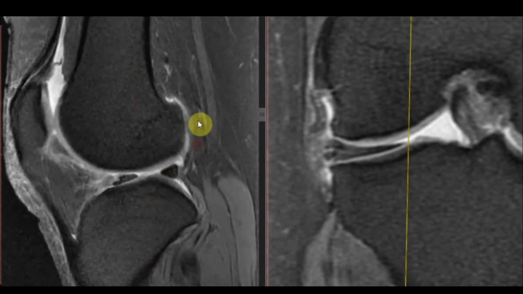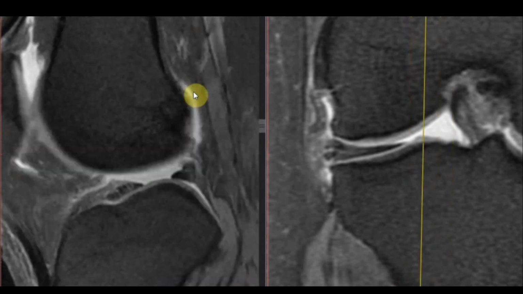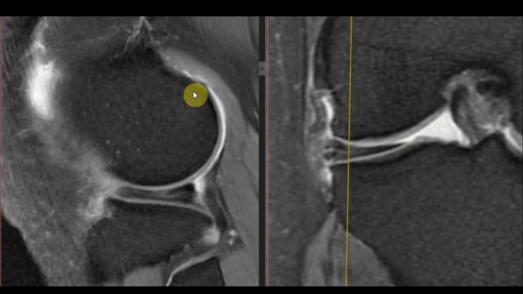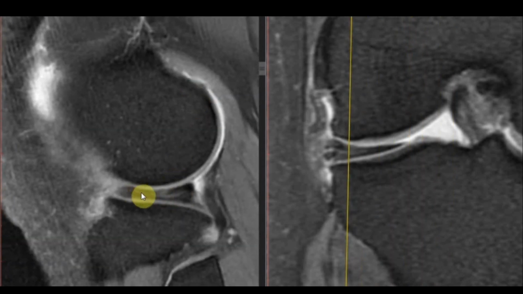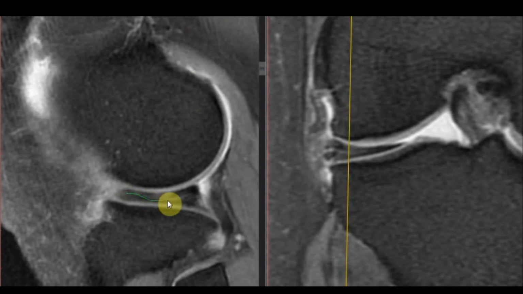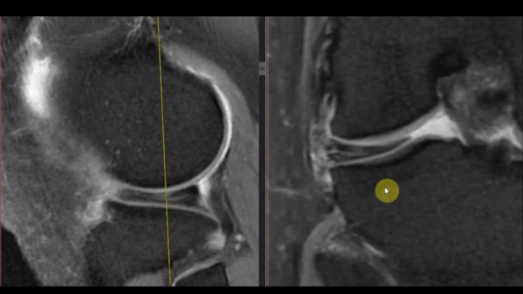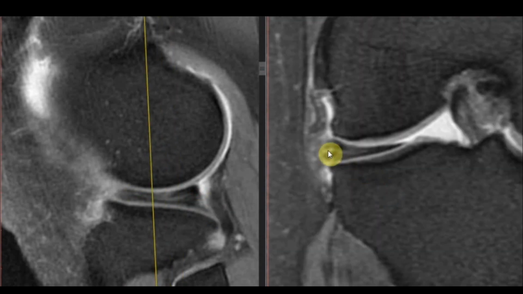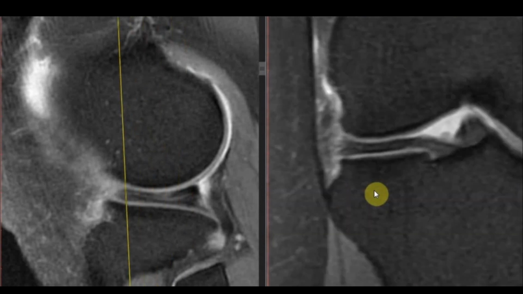So this discoid meniscus is not normal, but it is having degeneration. It is having horizontal signal intensity. So there is presence of horizontal signal intensity here. Let's see in other planes. There is presence of horizontal signal intensity in the discoid meniscus. So this discoid meniscus is degenerated.